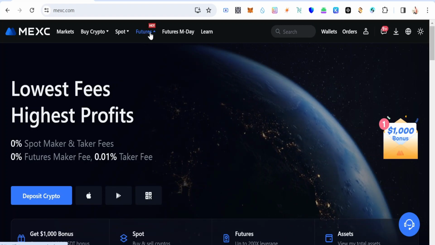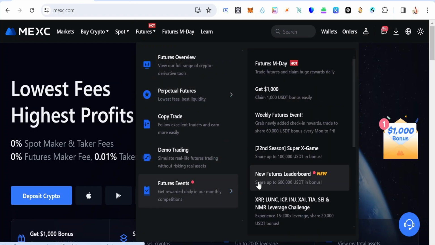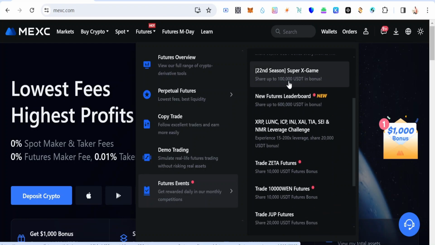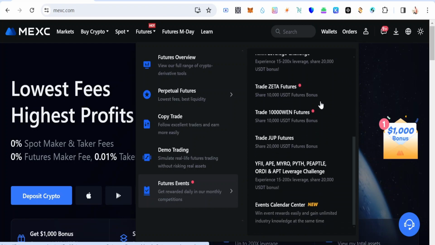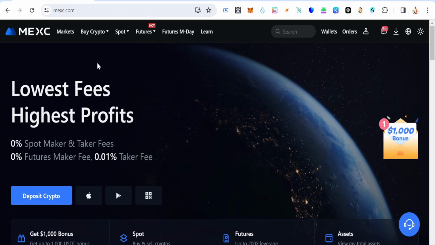Now if we talk about futures on Mexc Global, they also have a lot of monthly events over here. As you can see, they have this weekly futures event, then a 100,000 USDT Super X game, and a new futures leaderboard. So you can get some additional rewards from the Mexc Global platform while trading futures.